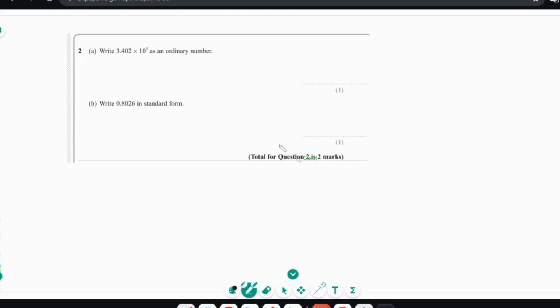Question 2. Write 3.402 times 10 to the 5 as an ordinary number. We'll multiply 3.402 by 10 five times. So the number moves 5 places to your left. So 1, 2, 3, 4, 5. 340,200.